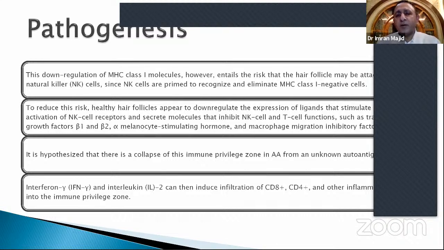Now, what happens in alopecia areata is that there is a collapse of this immune privilege zone. And how this happens is not known. So there is an unknown autoantigen, which leads to collapse of this immune privilege zone. And that leads to an immune mediated damage to the hair follicular cells. So interferon gamma and interleukin 2 induce infiltration of CD8 positive, CD4 positive T lymphocytes and other inflammatory cells into the immune privilege zone.